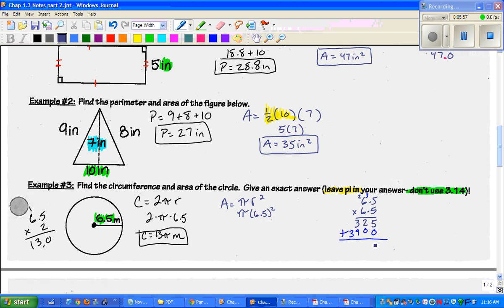We have to add all that up. We get 5, 2, 3 plus 9 is 12. Carry the 1. And we need to remember how many numbers are behind the decimal. We have 2. So the area of the circle equals 42.25 pi, we can't forget that, meters squared.